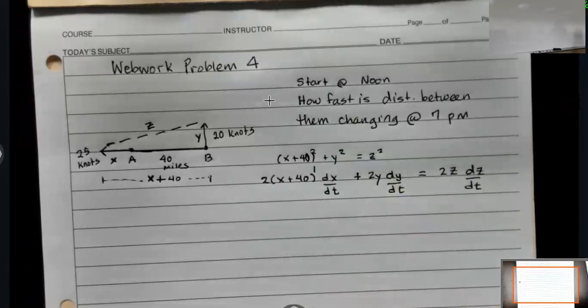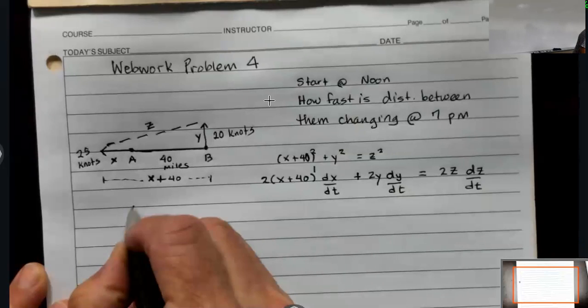So we need measurements for x, y, and z at the instant that we're talking about here. So we're going to get x, y, and z at 7 p.m. 7 p.m. is 7 hours beyond the start. And so let's figure out how far this ship has gone north in 7 hours. They're traveling essentially at 20 miles per hour for 7 hours. So do you agree that that length is going to be 20 times 7 is 140 miles? So let's draw the picture at 7 p.m.